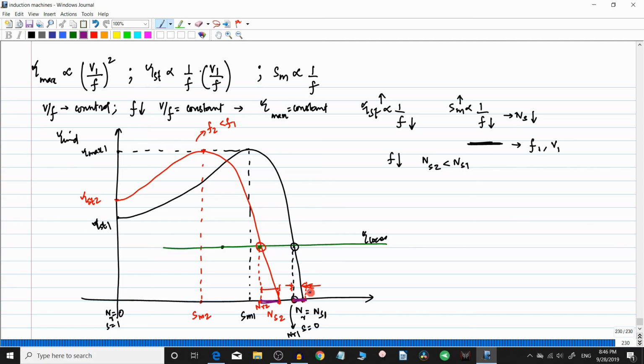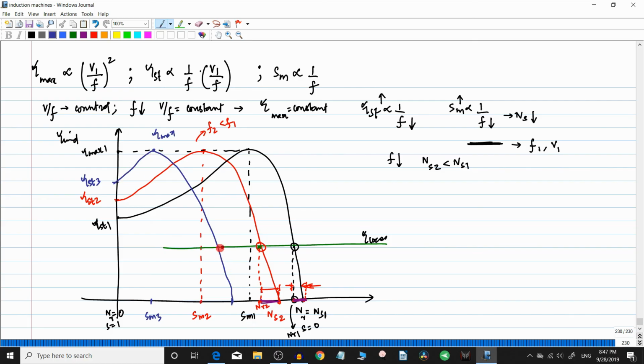Now, for example, you further reduce the frequency to the F3 value. So if you further reduce the value here, I'll put it in a blue color. For example, this is your new value of synchronous speed, NS3. For NS3, if you draw the graph, this will be the new starting torque, T start 3. Maximum torque will be the same, and here is the slip at maximum torque. So the new graph will look something like this.